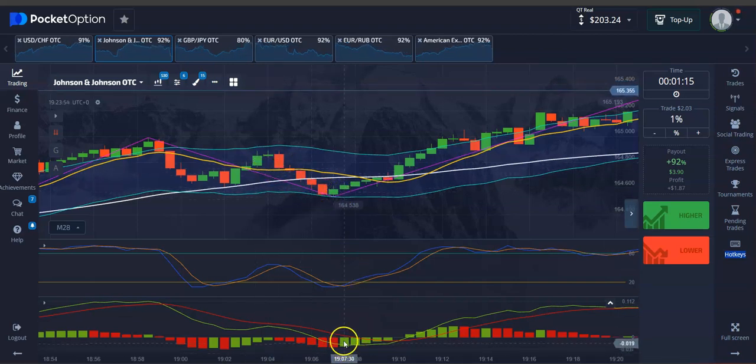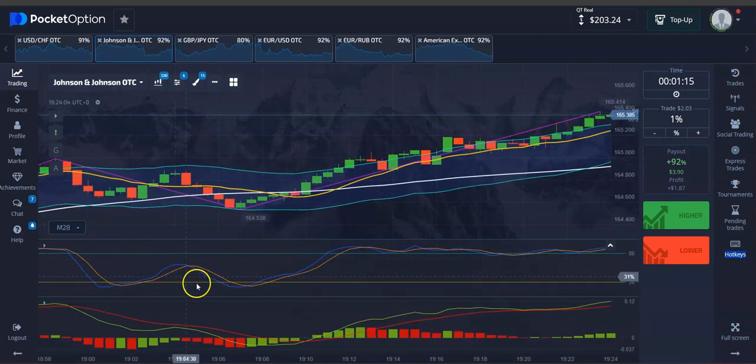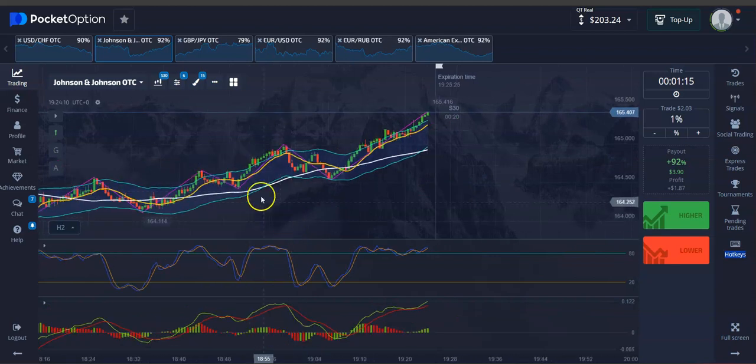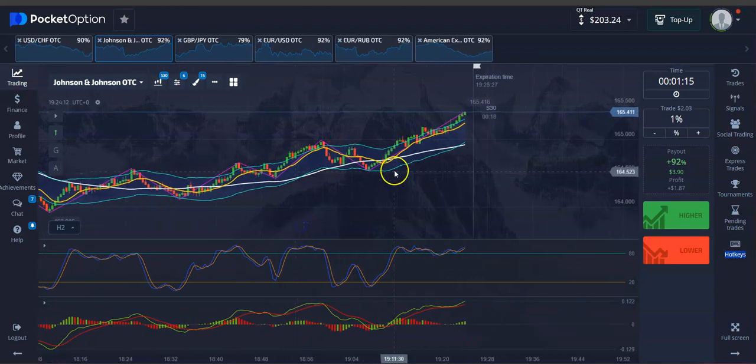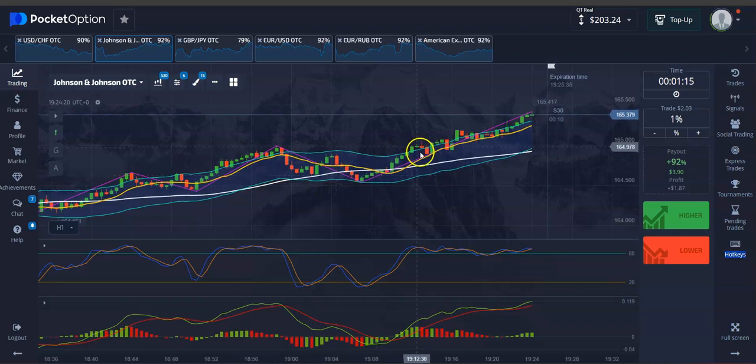Okay, I only take an entry when I see a green bar over here on the MACD, and also the condition over here in the stochastic has to be oversold, and the lines have to show me an indication that the price potentially will reverse to the upside. Those are the conditions. And also the price has to stay either close or above the white line in order for me to place the trade.